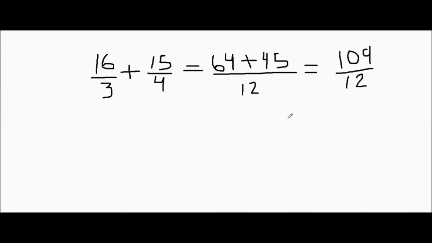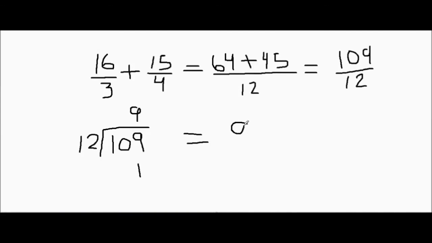So, if you want to get a more simple answer, or get an answer with whole numbers, you can do what we did earlier and simply divide. So we're going to have 109 divided by 12. So how many times does 12 enter into 109? So let's see, 12 times 10 is 120, so that's too much. So 12 times 9, that's 108. So that means that we have 1 left over, which gives us a total of 9 and 1/12.